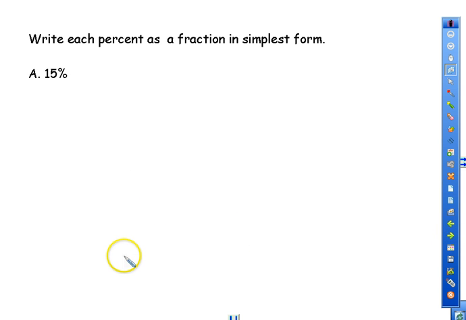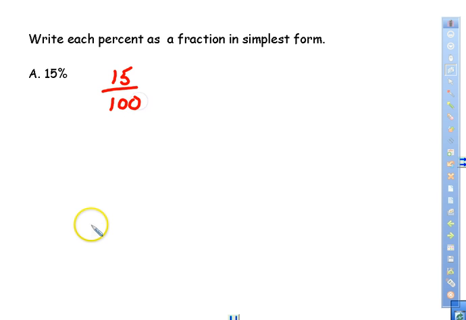Now we're going to try a few, and it says write each percent as a fraction in simplest form. So for the first example, I'm going to let you hit pause and go ahead and solve that. So go ahead and do this. So if you struggled with this, again, you simply take 15%, which means you got 15 out of 100 on that test. And you would then simplify it.